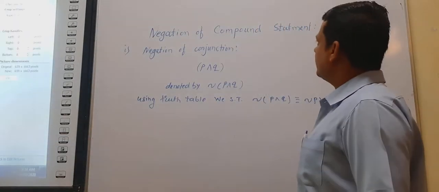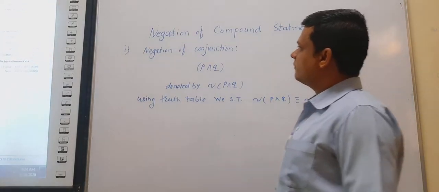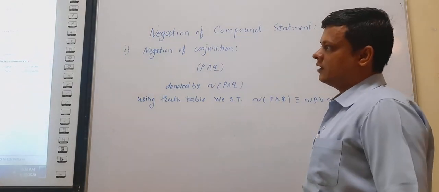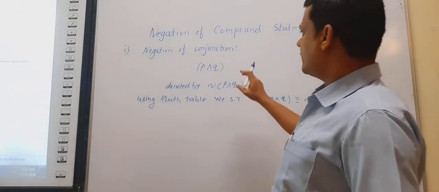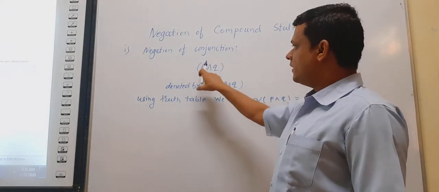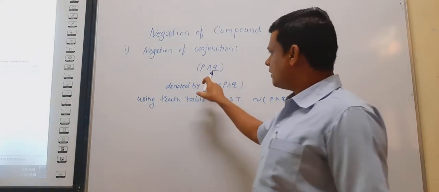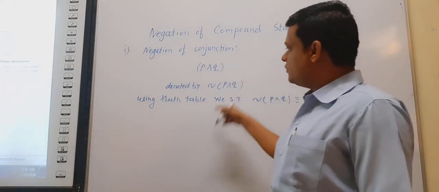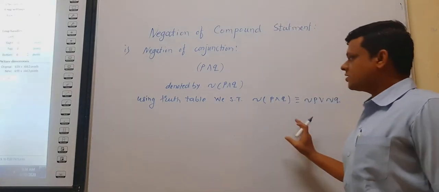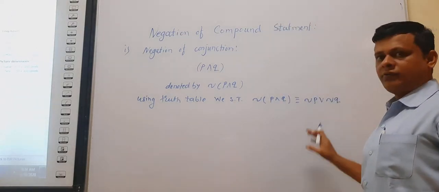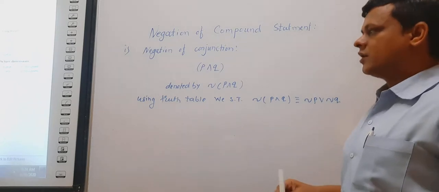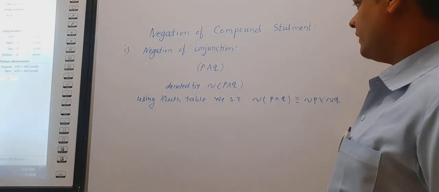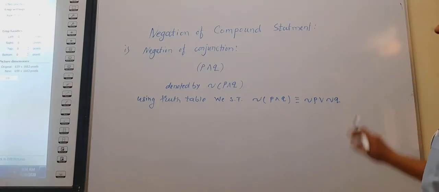Next topic is negation of compound statement. First we see negation of conjunction. Here we consider two statements P and Q. Their conjunction is denoted by P and Q. Their negation is denoted by negation of (P and Q). Using truth table, we can show that negation of (P and Q) is equivalent with negation of P or negation of Q. Because we say that the negation of conjunction of two statements is the disjunction of their negations.